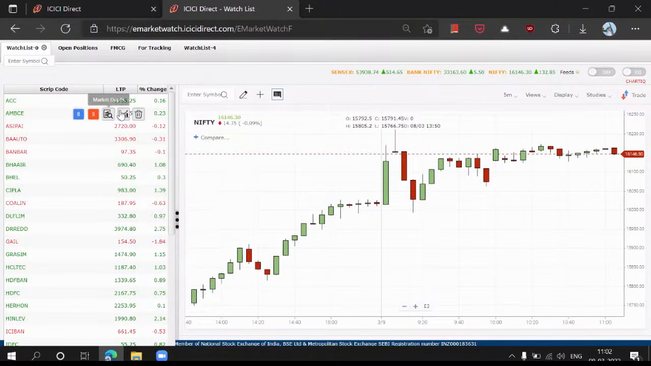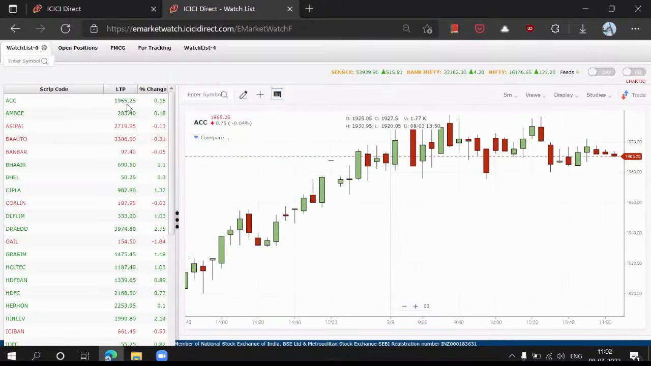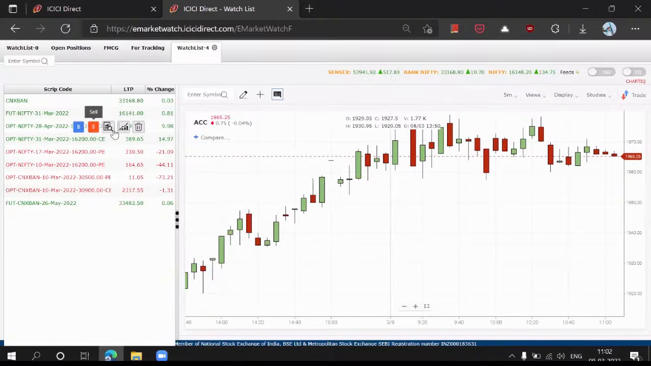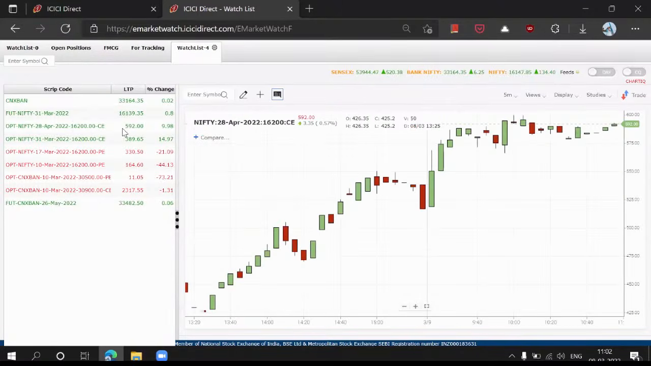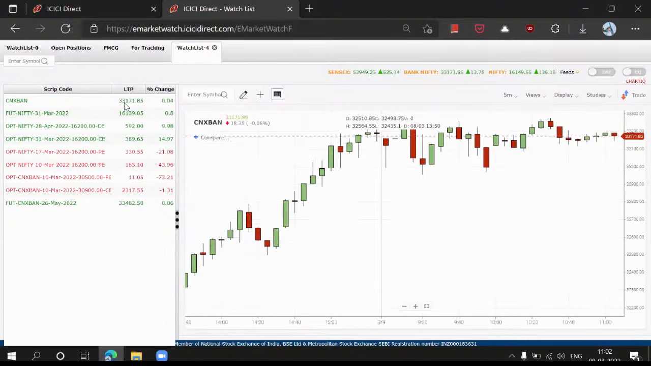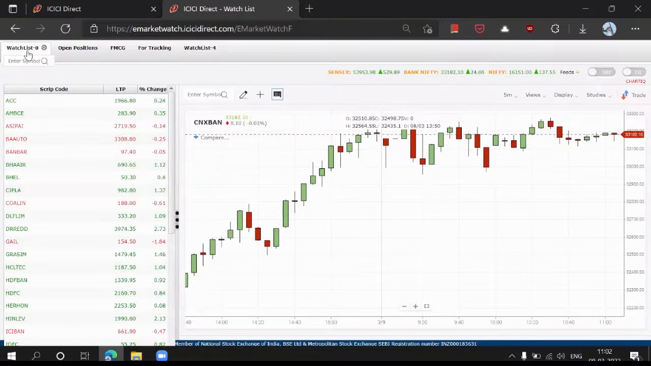There are many features that I'll run you through on the watch list. First of all, on this watch list, you could add equity cash, futures and options, commodity, currencies. So it's a combined watch list across asset classes, and you can keep on adding your favorite stocks. Let's say a Nifty future or a call option. You can keep on adding these on the watch list and create multiple watch lists. It's very simple to create.